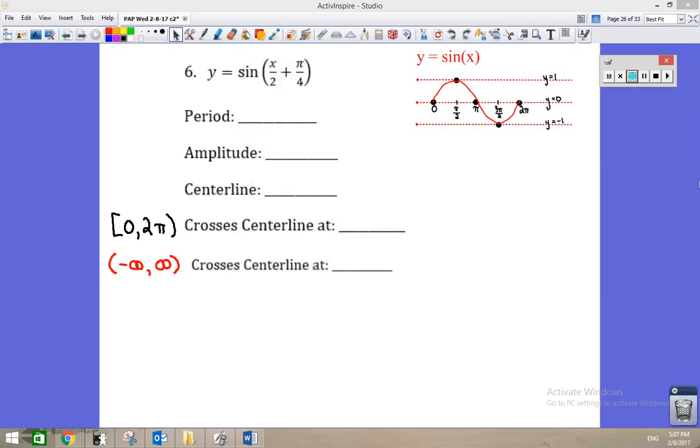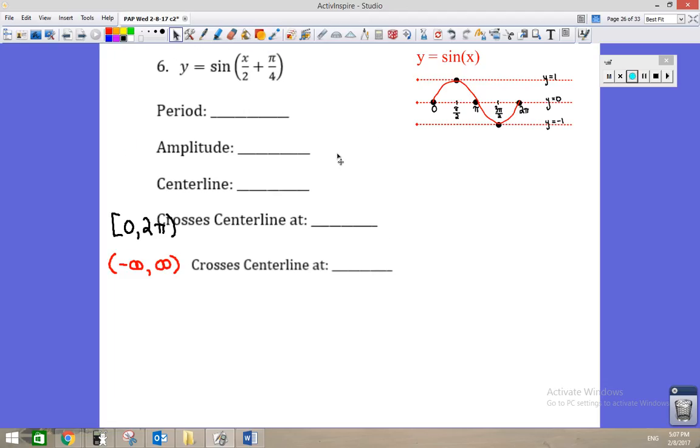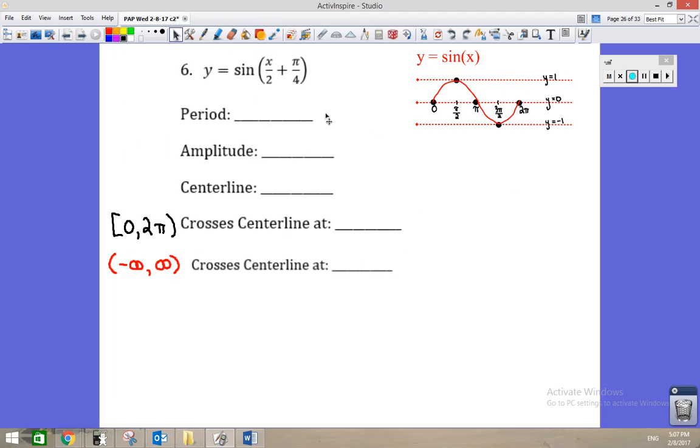Alright, so let's take a look at this problem number 6. Now we have the basic sine curve for your reference over here. The period is always 2 pi divided by the coefficient in front of x.